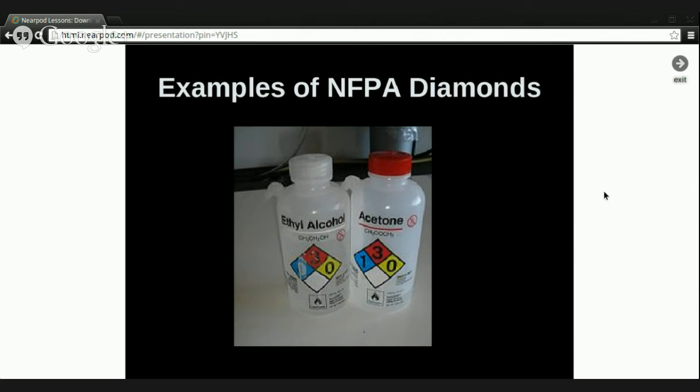or refresh technology. But it shows you an example of acetone, and it shows you ethyl alcohol and how they're labeled. And acetone is actually the one that you're going to be looking at in a moment.